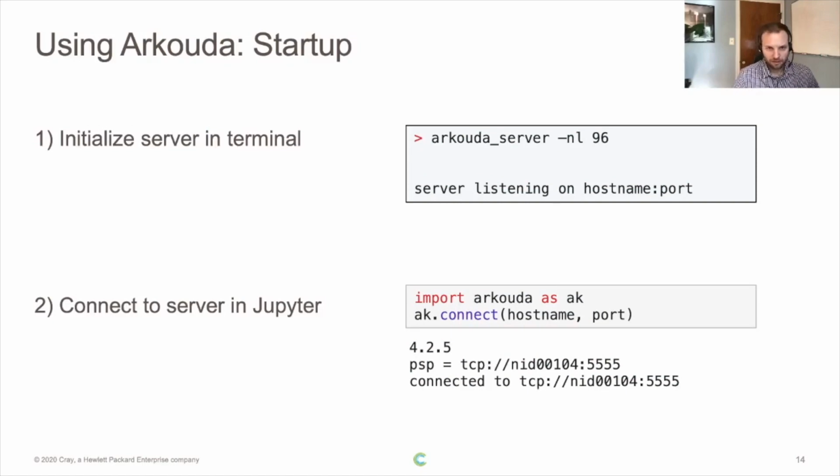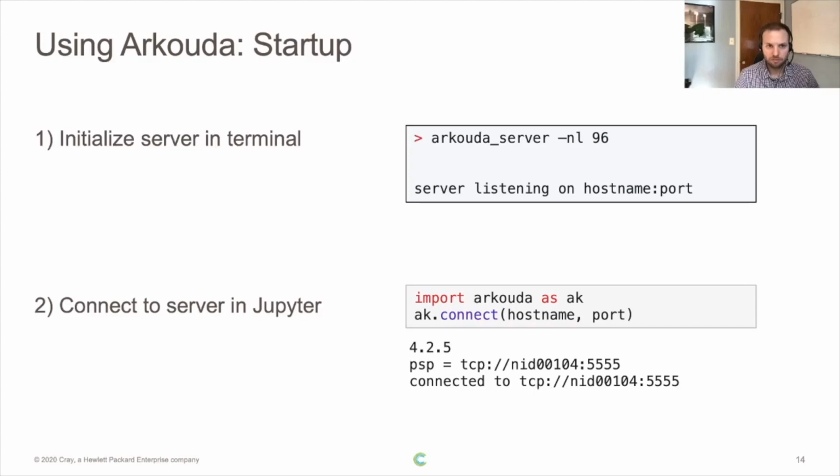So as a simple walkthrough of how a user would approach Arkouda, there are two steps for startup. The first step is to initialize your server in the terminal. So you run, if you've pip installed Arkouda, for example, you will have arkouda_server available to you. So you would run arkouda_server -nl, where nl is the number of nodes. In this case, we're launching the server on 96 nodes, and that will spit out a hostname and port.